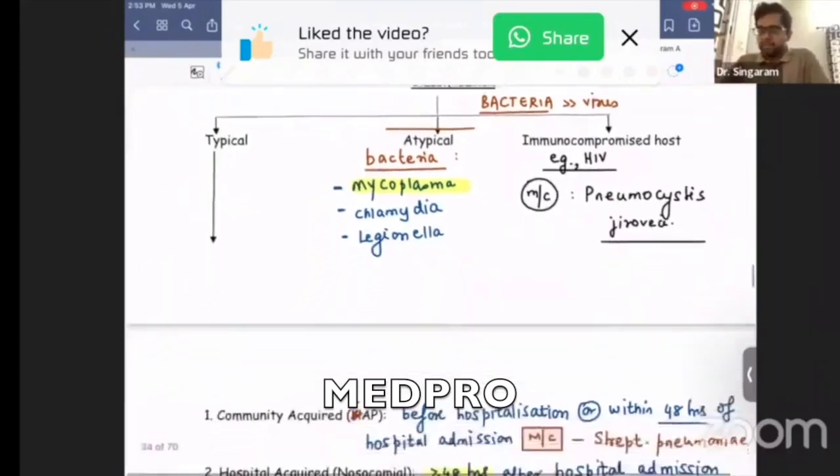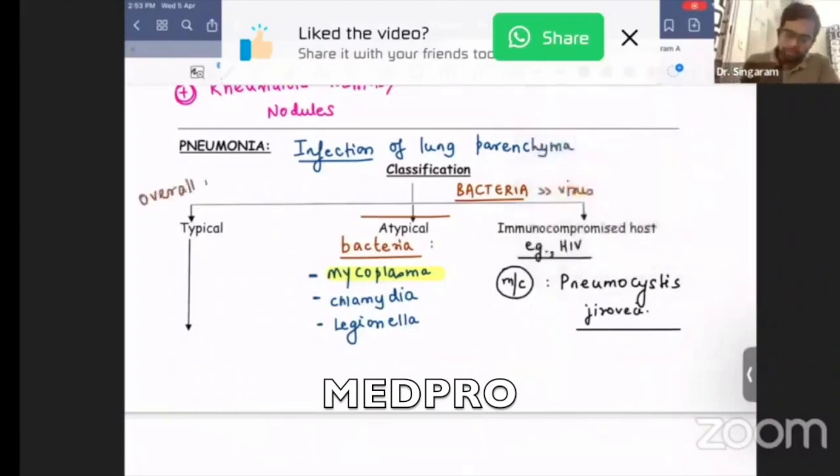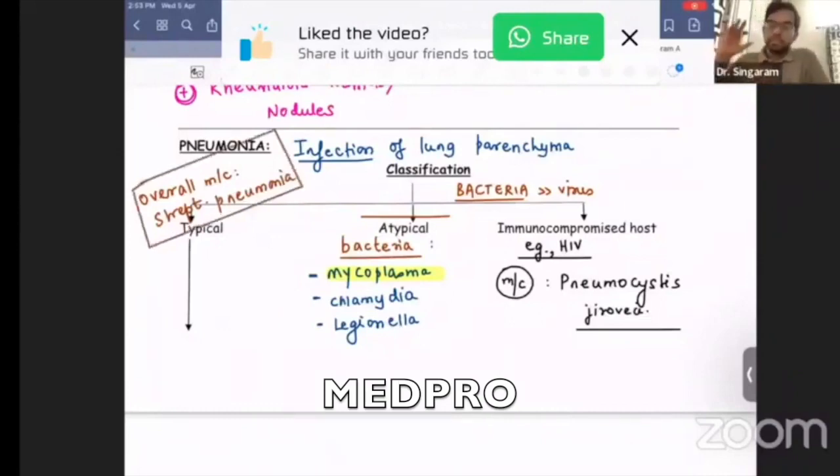Now comes the question. I have told you so many organisms. Leave all that. The question is very simply asked: which is the most common bacteria associated with pneumonia? That's a very simple looking question. What will be your answer? Overall, the most common organism is Streptococcus pneumoniae. Please don't forget this. I think in pediatrics also you must have done the same thing, in children as well as in adults. The overall most common organism is Streptococcus pneumoniae. Please keep this in mind.